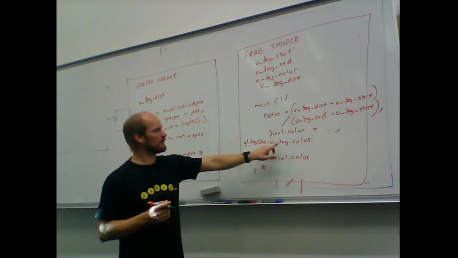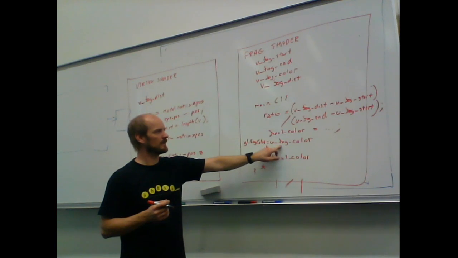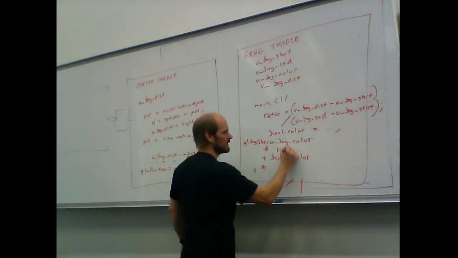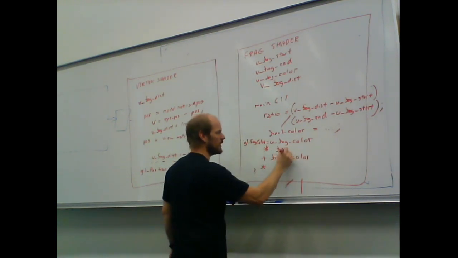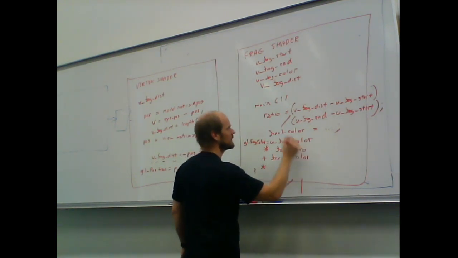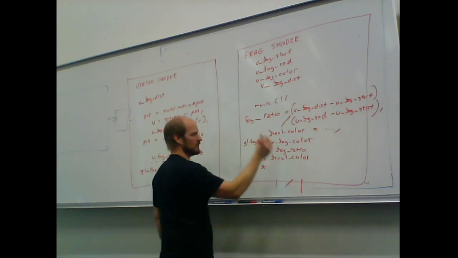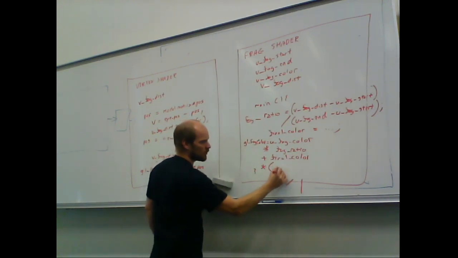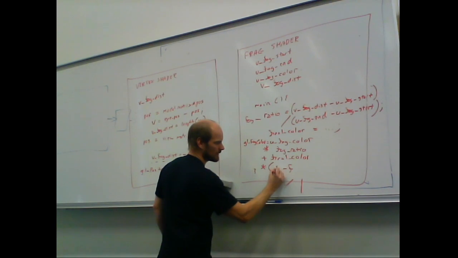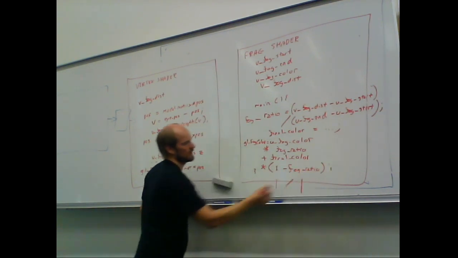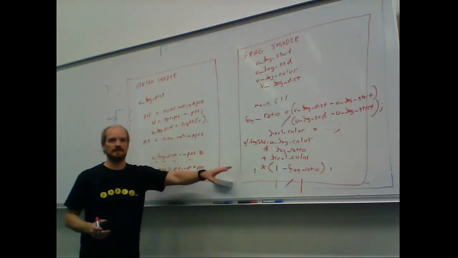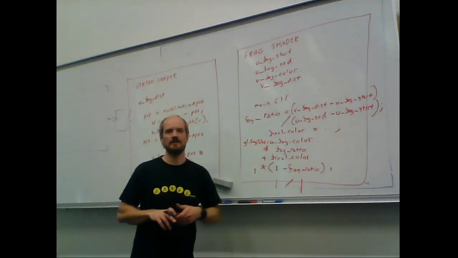Fog color will be multiplied with the ratio. We can call it fog ratio if you want. Fog ratio. And this will be multiplied by 1 minus the fog ratio. So does this make sense? So adding this here, we get fog.